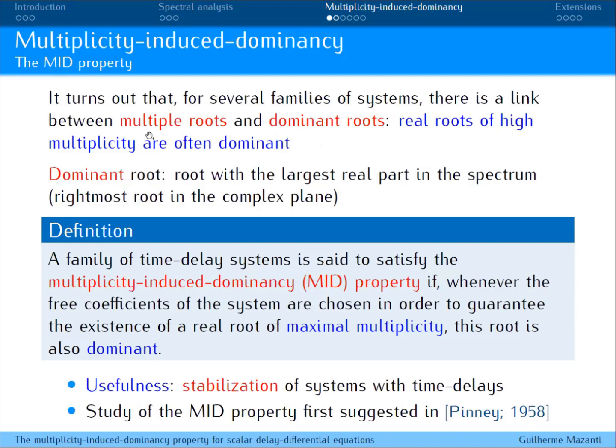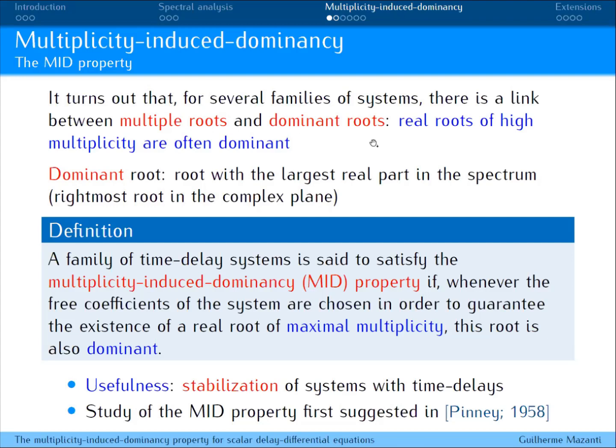And before I was talking about stability, and stability is determined by the location of the spectrum, and it can be seen as determined by the location of the rightmost root of the spectrum, that is the root with the largest real part in the spectrum, which I'm going to call a dominant root. So what is the link between these two things, roots with multiplicity and dominant roots?